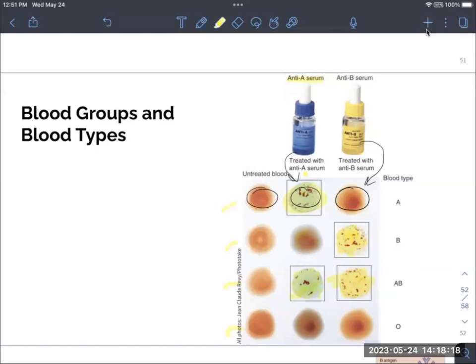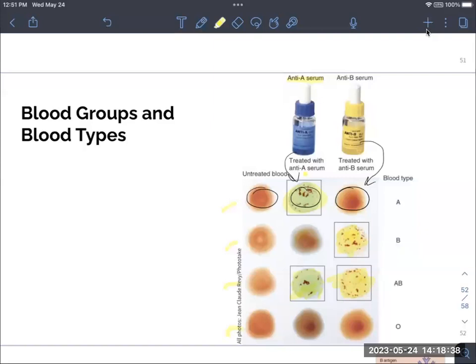Type O, since they have no antigens, is not going to respond to anti-A serum or anti-B serum. So this is how we can tell what blood type we have. We'll look at this again before, and we'll do this in lab. We'll get to play with this and try blood typing fake blood.